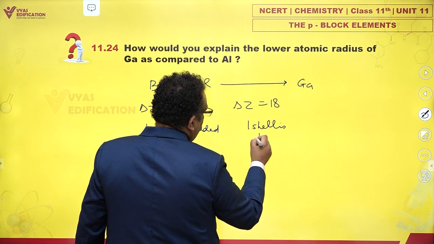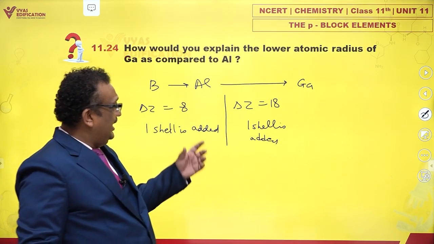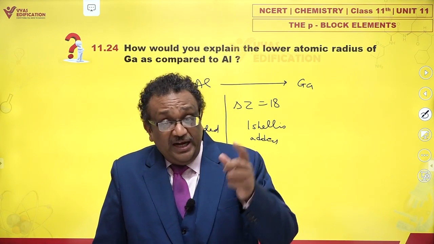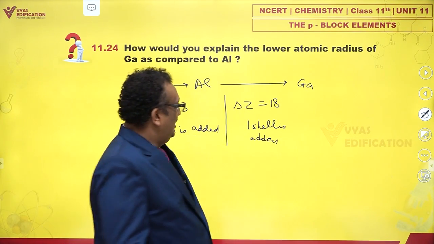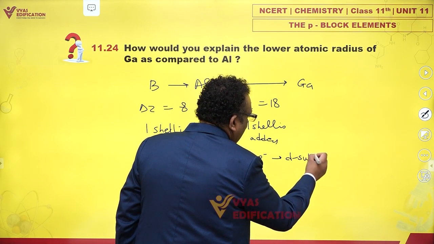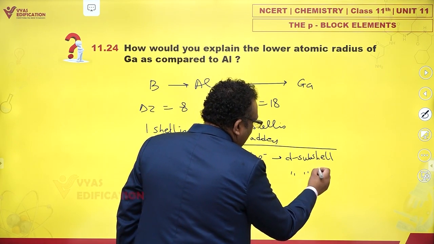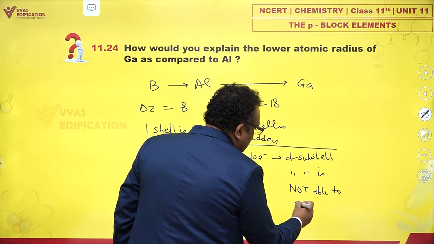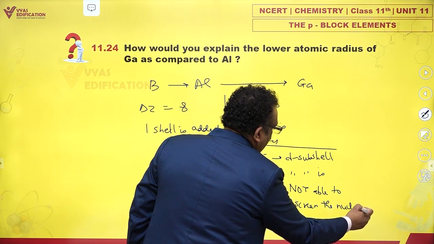Not just that. You may say that if 18 protons are added in the nucleus, they will attract more. Yes, but 18 electrons are also added, so they should repel also. There is a problem. 10 electrons are added to the d subshell. And this d subshell is not able to screen the nuclear charge properly.